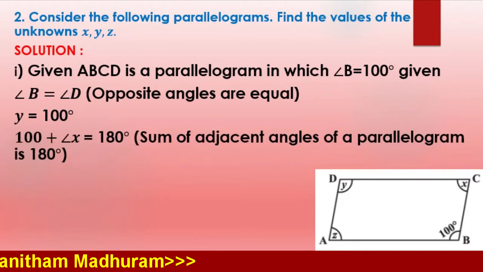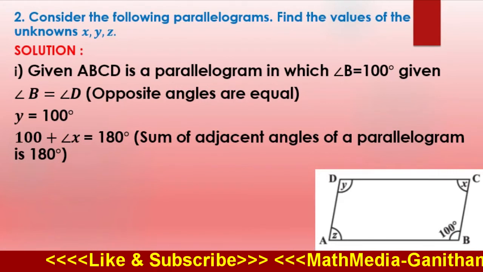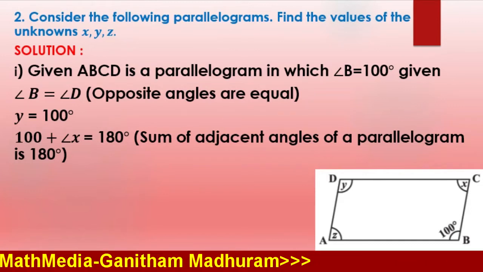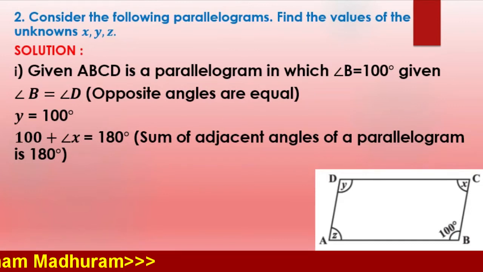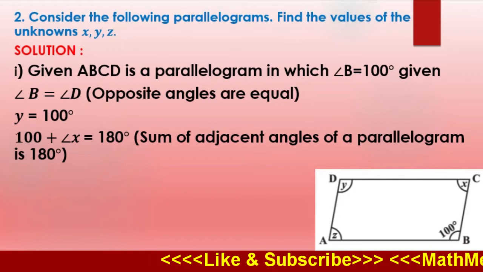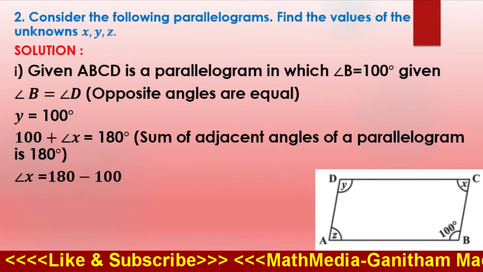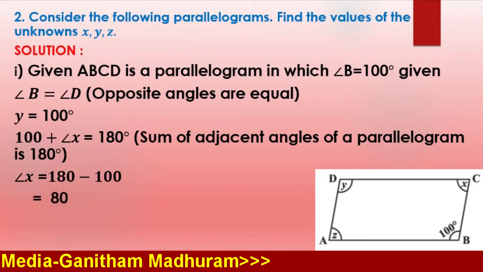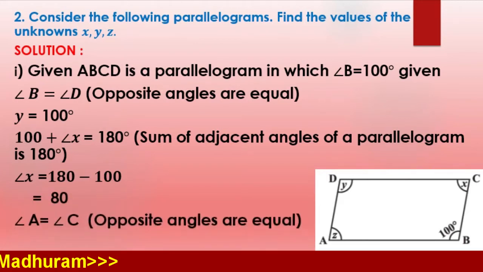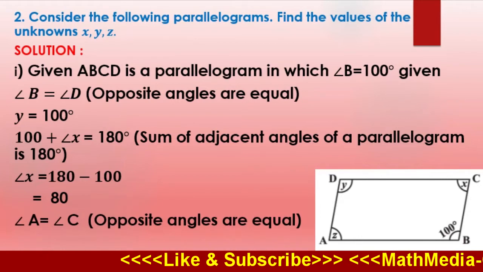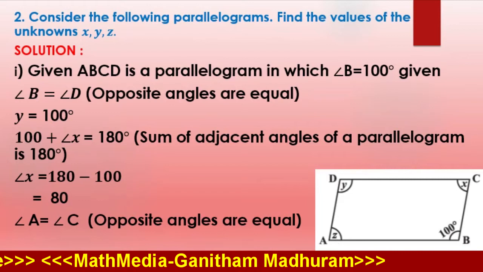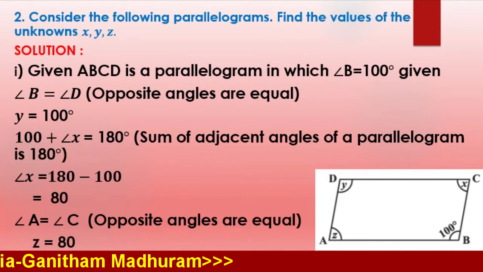Next, 100 plus x equal to 180 degrees. Adjacent angles of a parallelogram are supplementary. Hence 100 plus x equal to 180 degrees. Therefore x equal to 180 minus 100 equal to 80 degrees. Since angle A equal to angle C, that is opposite angles are equal, hence angle z equal to 80 degrees.